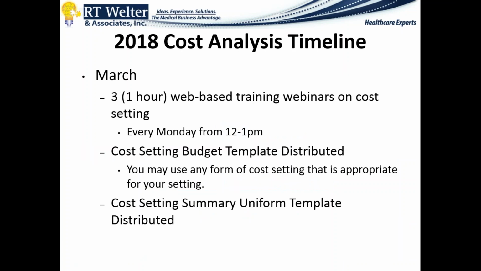Our timeline, so this is the final webinar in our web-based training series. So next Monday, no webinar. Cost setting template, your budget template will be distributed. That's the template that itemizes all of your cost categories and expenses. You are not required to use this form. You can use any form that works for you. And then the cost setting summary uniform template is a mandatory form. It is not optional, and it must be used. And we'll talk about that information in just a second.